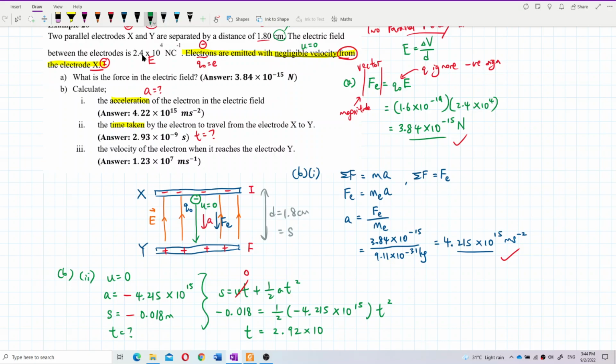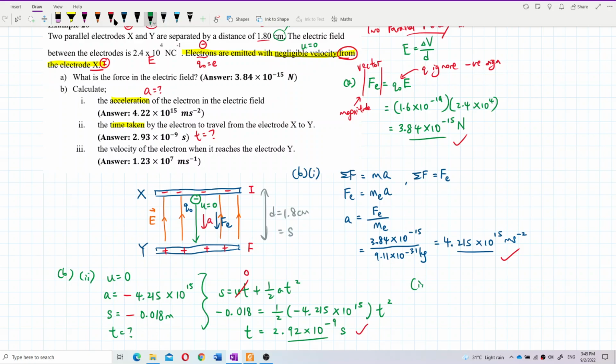So my answer is 2.92 exponent negative 9 second. That's my time. That's correct, 2.92 exponent negative 9 second.